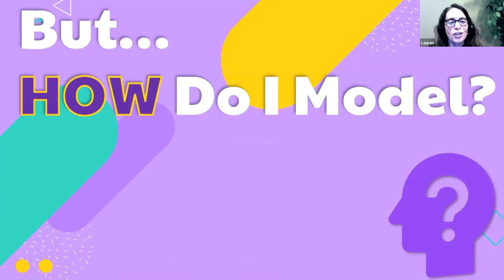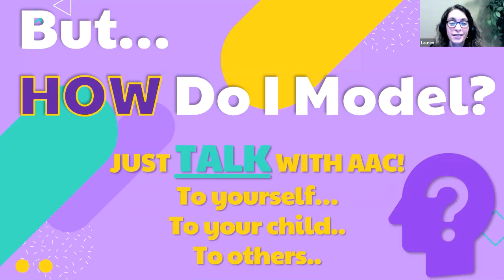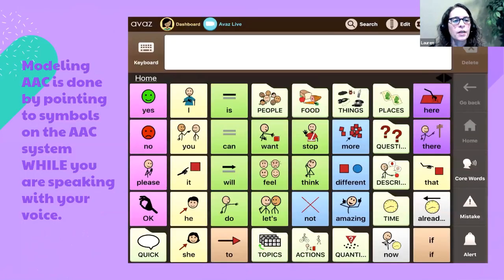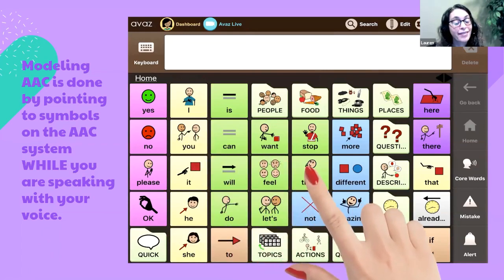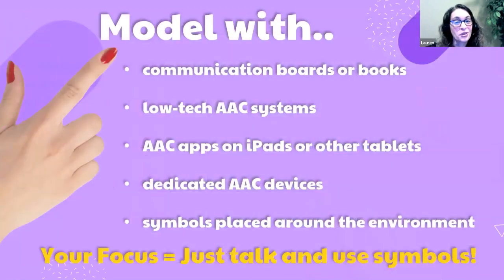But the question is, so great, you're telling me I have to model, but how do I do that? What does that look like? Really, all that means is that you are talking with AAC, talking not just to your child, but talking to yourself in front of them, talking to others. Self-talk is so important, and I'm going to do some modeling of what that actually looks like. So modeling is done by pointing to symbols on the AAC system while you are speaking with your voice. And you might think that it's hard, but you can do it.